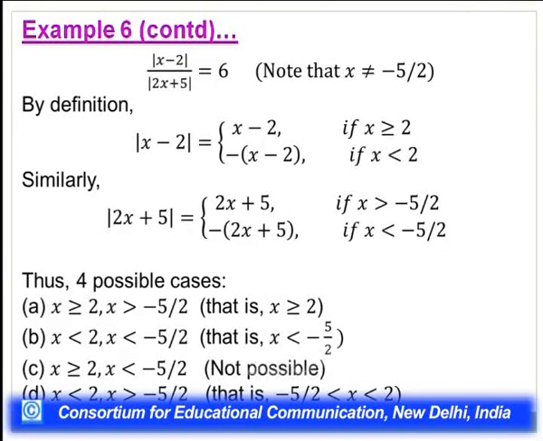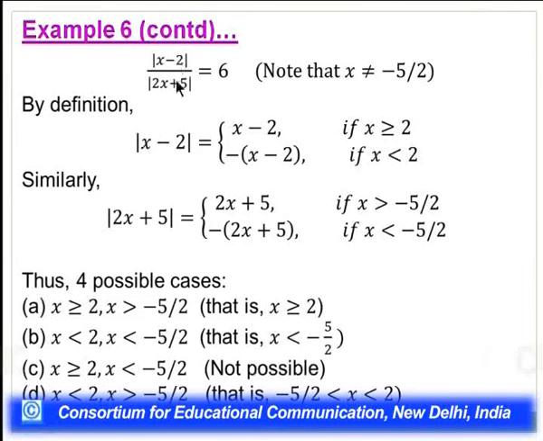Now again, at the outset, let us note that x can't be equal to minus 5 by 2, because if you remember in one of the earlier lectures I told you that division by 0 is not allowed. In fact, this is the first thing that you must look out for whenever you're solving equations or inequalities. If there is any number that involves a division by 0, please rule out that number immediately. So here we'll rule out x equal to minus 5 by 2 as part of the solution.